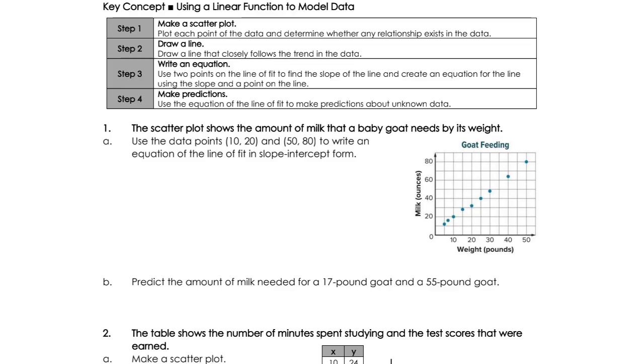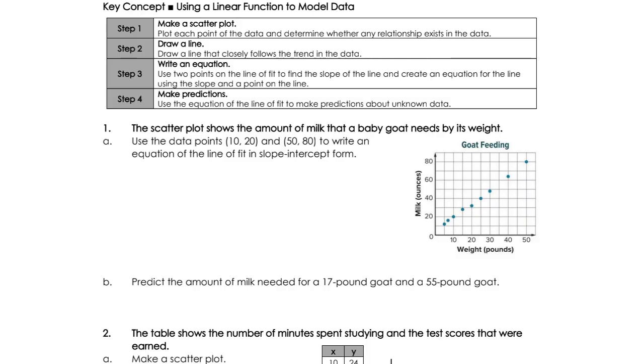Okay, so now we have using a linear function to model data. We have some steps here to follow. Step 1 says make a scatter plot. Well, on number 1, they actually made the scatter plot for you. On step 2, it says draw a line. However, in this example, we really don't have to draw a line because they didn't tell us to. You'll see on number 2, they actually do tell us to draw a line of fit. So you really only have to draw one if they ask you to.